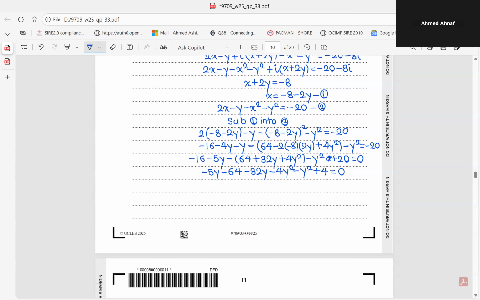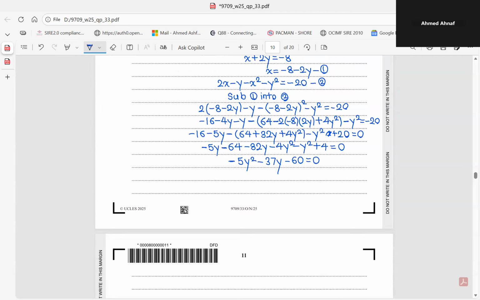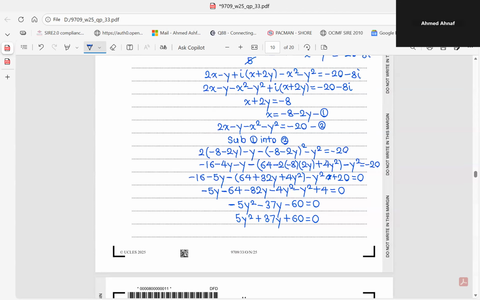So simplifying all the like terms, we get minus 5y squared, minus 37y, minus 64 plus 4, that's minus 60, equals 0. So let's multiply the whole equation by negative 1, and we'll get 5y squared plus 37y plus 60 equals 0. So this is our final quadratic equation. Now we can try to solve this. So I'll try factorizing it.